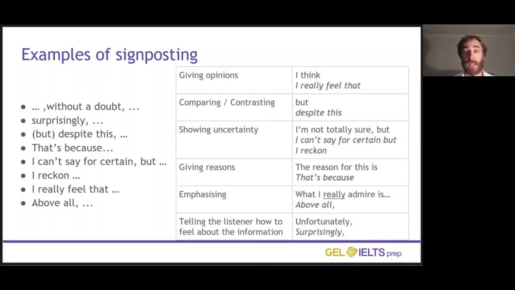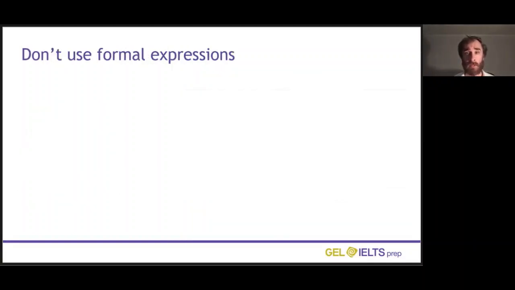So as we can see here, there are many different discourse markers for each of those functions, and you should try to learn as much as possible of this type of language. Some signposting language is formal, and some signposting language is informal. Formal signposting language is the type of thing you might see in an essay. Things like in conclusion, furthermore. These are formal. However, informal signposting language is much more appropriate for the IELTS speaking test.